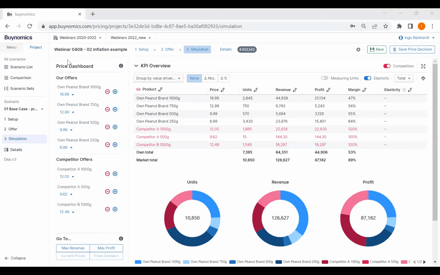Well, can you tell me if you can see my browser? Yes, we can.